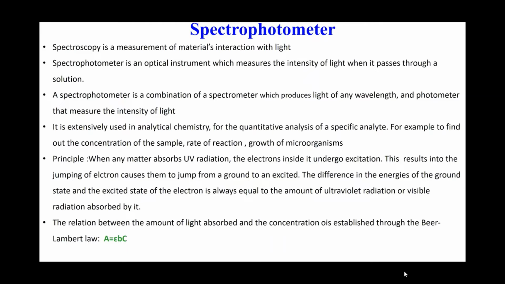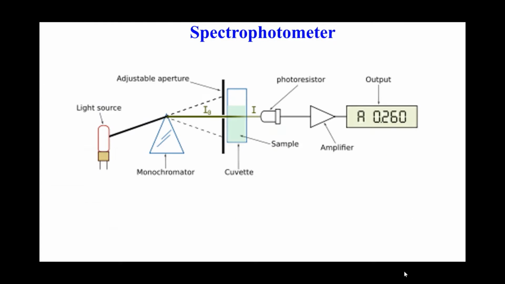If we look at the instrumental part of this, then the instrumental part of spectrophotometer consists of a light source, a digital display for the output, a monochromator, a wavelength selector to transmit a selected wavelength, a collimator for straight light beam transmission, and a photoelectric detector, and a cuvette which is used to place the sample.